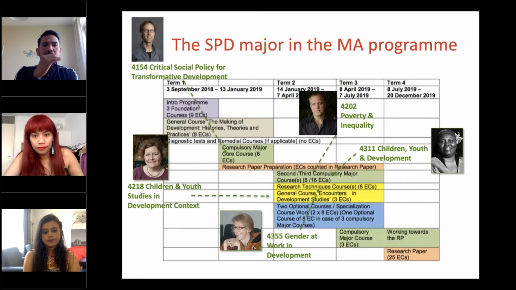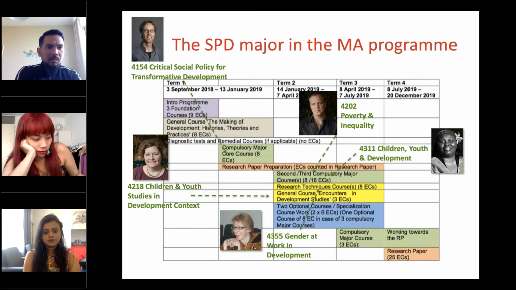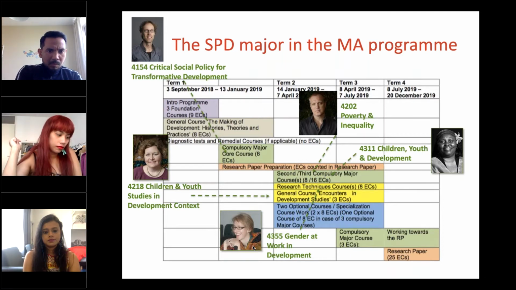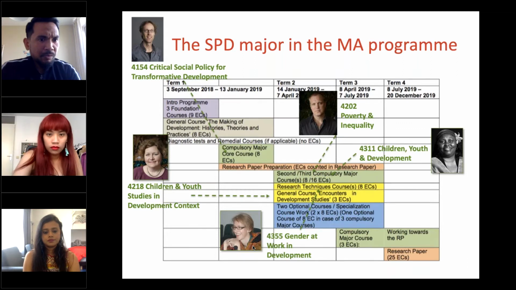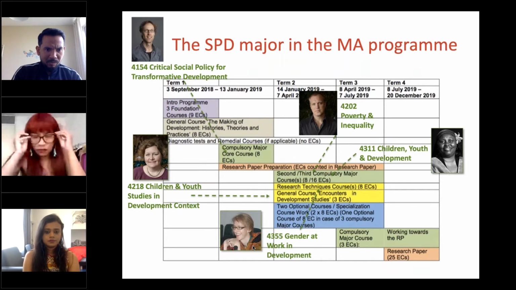Let me tell you about some of the other courses you could take that could also fulfill the total number of credits, those 88 credits that you need. As I mentioned, Critical Social Policy for Transformative Development takes place in term 1B, and Roy taught that this year. There's a little picture of him up there in the top left corner. In term 2, we have these 2 options. One is 4202, Poverty and Inequality, which Andrew Fisher has taught this year, and I think is likely to teach again next year.